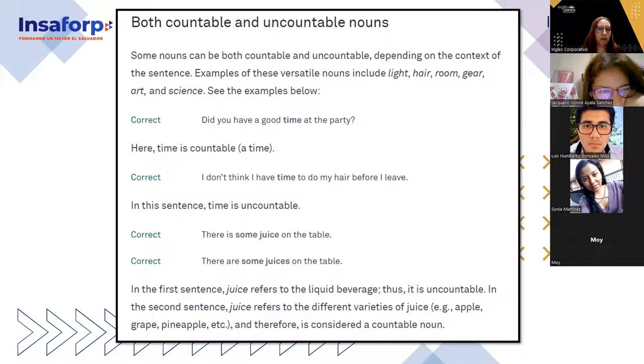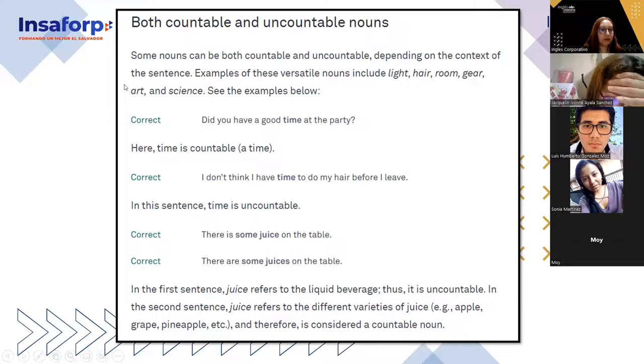Luz, cabello, cuartos, artefactos, arte, ciencia. Los ejemplos que nos ponen acá son bastante fáciles. Tenemos, por ejemplo, time. Time, en la vieja escuela, hace años le enseñaban a uno en la academia. Time is uncountable. Usted no puede decir one time, two times. Time is uncountable, la palabra, pero en realidad es bien versátil. Se puede usar en los dos escenarios dependiendo de lo que yo quiero decir.